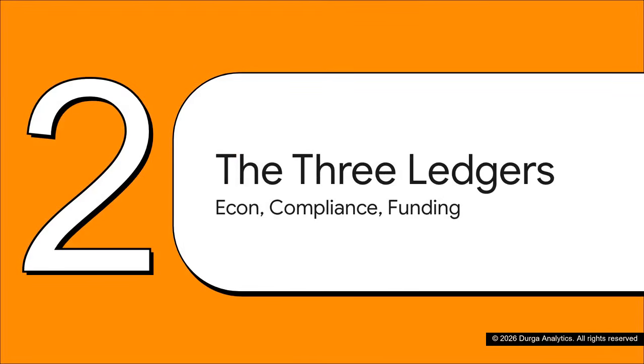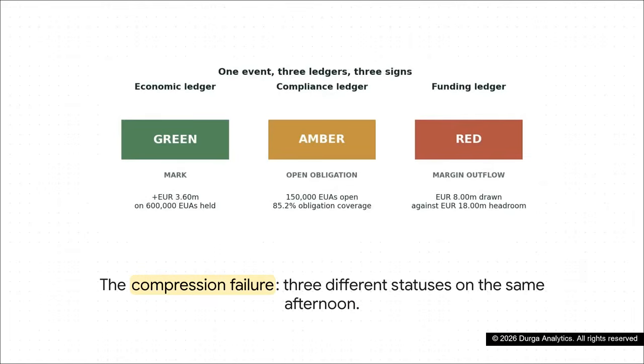Moving on to Section 2, the 3 accountable ledgers. To govern an emissions desk correctly, a desk head actually has to run 3 entirely distinct ledgers simultaneously. Mashing them together is a total recipe for disaster.